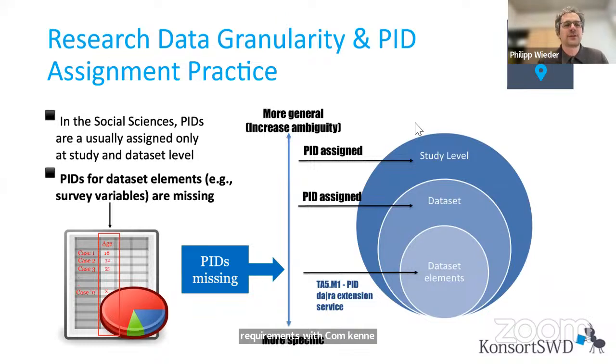As you can imagine, Consort SVD equals social sciences, and PIDs, of course, are used there. But as we have heard before, it's the same here: PIDs are used on, in this case, study and dataset level, but there are more requirements where PIDs could be useful. One example which we all understand is survey variables: going deeper within the surveys and having identifiers for the actual variables in there. So that's the overall use case Consort SVD is looking into.